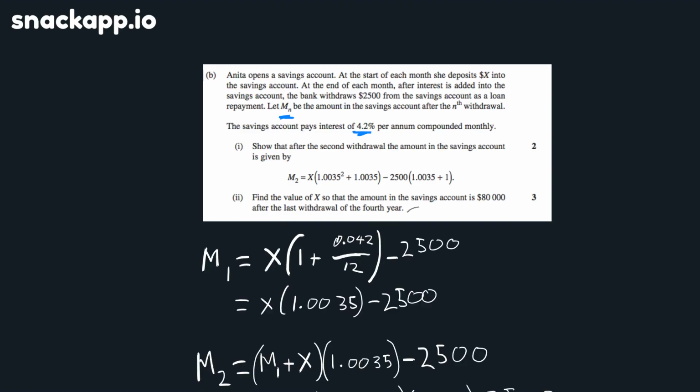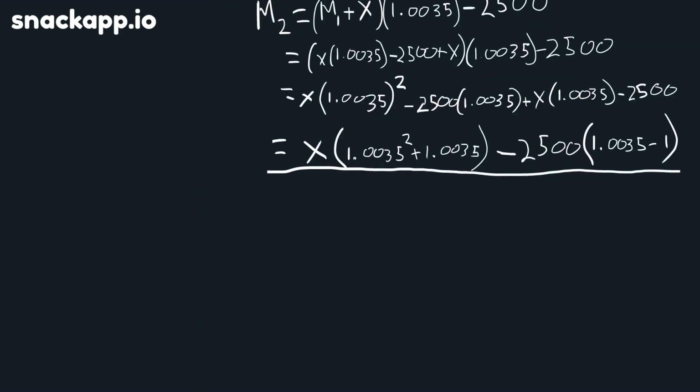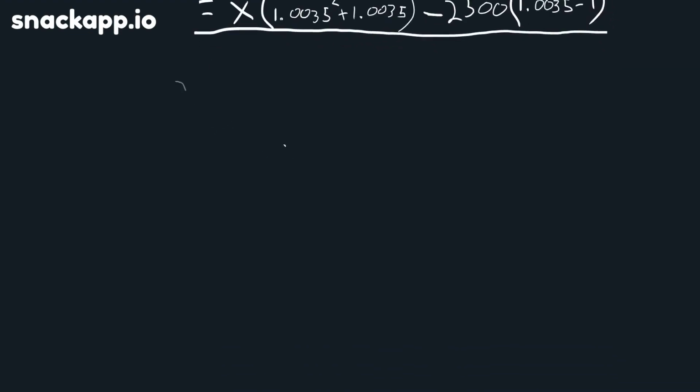So the amount in the savings account is 80,000. Okay, so we need to remember that number, 80,000, after the last withdrawal of the 4th year. Okay, so let's go down and start that question off with a fresh page.